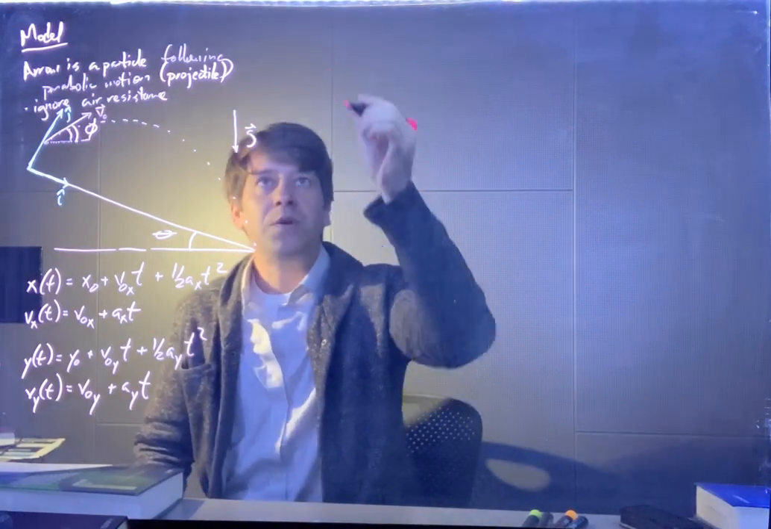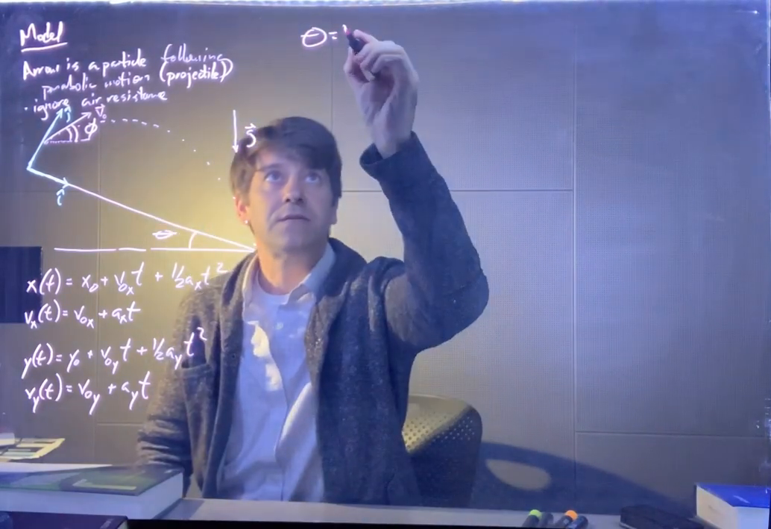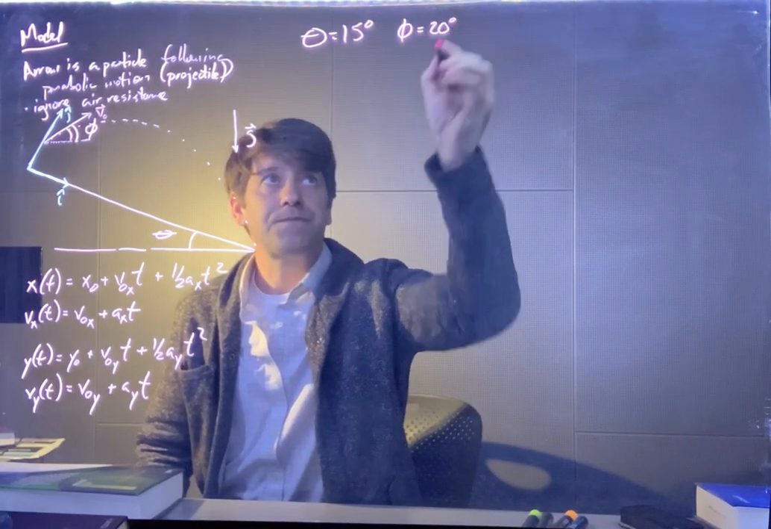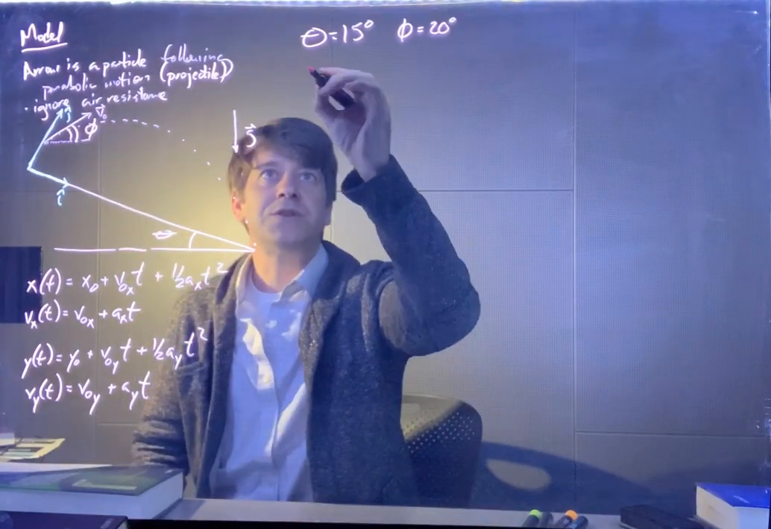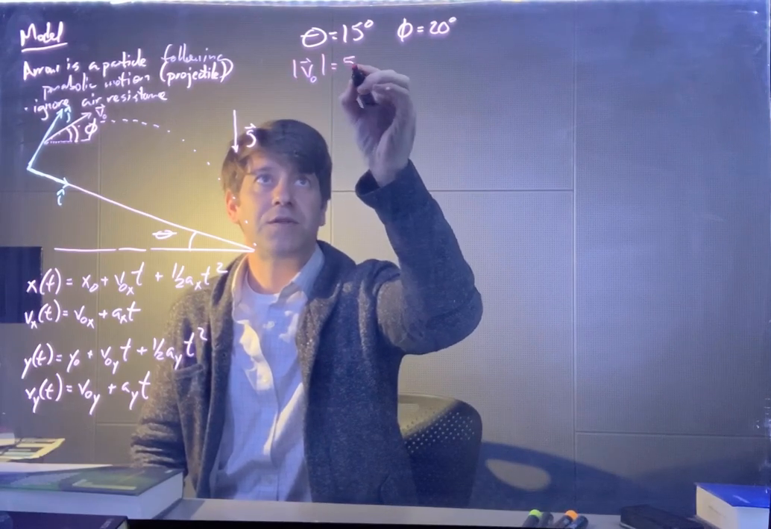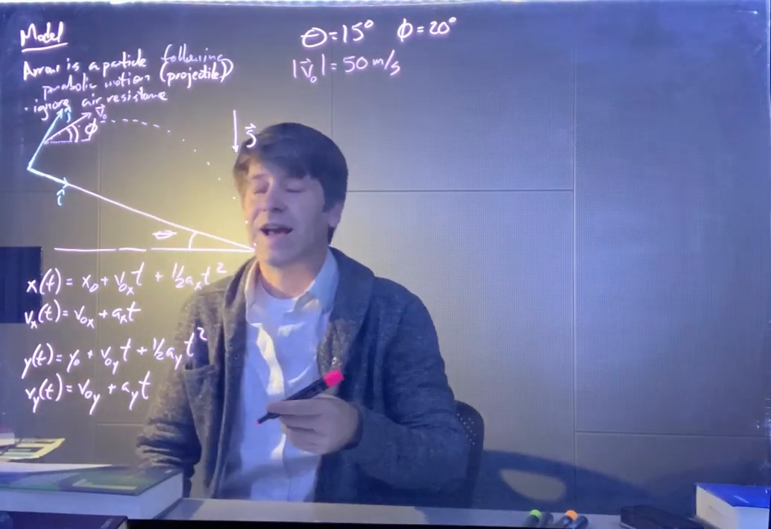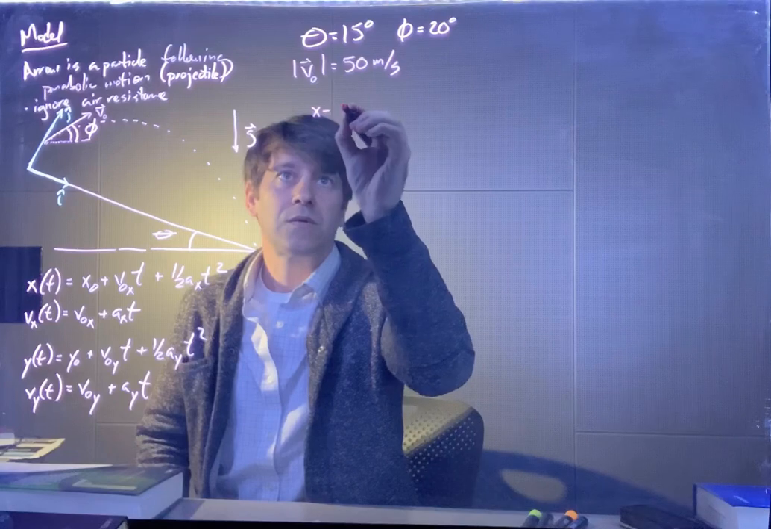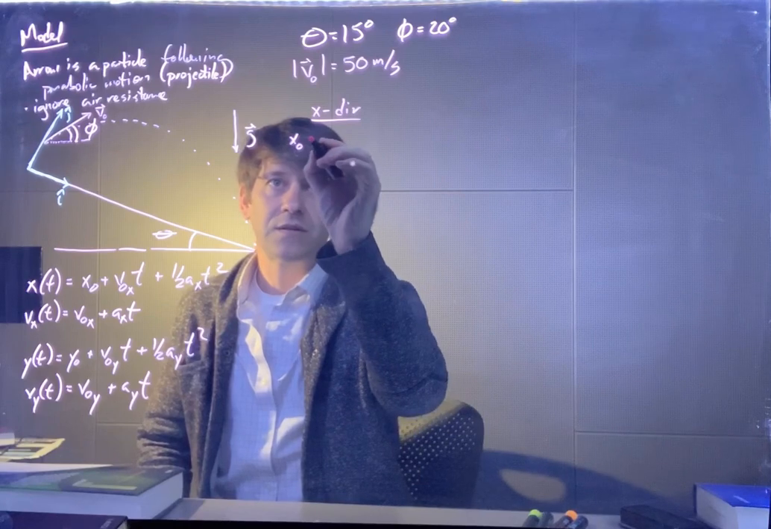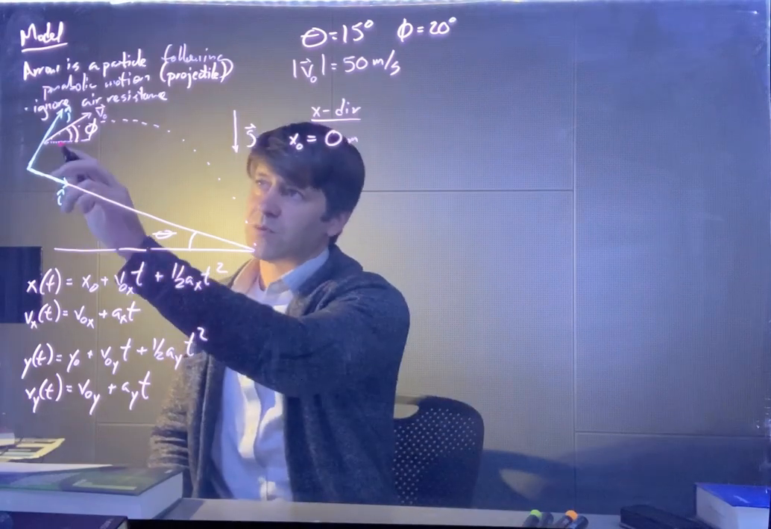Okay, so we know that this angle, theta, is 15 degrees, and we know that phi is 20 degrees. We know that the original velocity, the magnitude, is 50 meters per second, right? Okay, and now we've chosen axes. We can now write tables in the x direction. The original position we're defining to be 0, right? We've chosen coordinates where it starts off at 0.